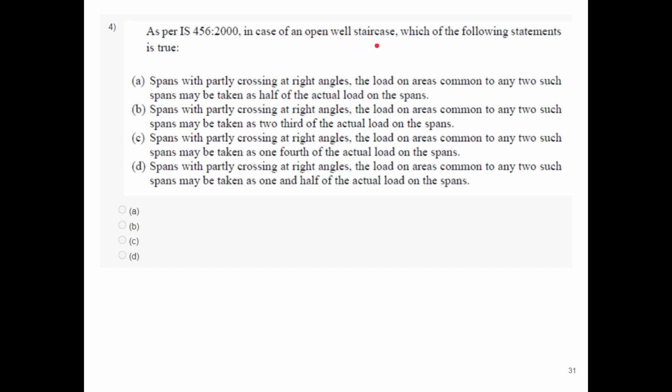So for this we at least need three stairs. For two it will be dog-legged, so there it will not be an open well. If there are three or more than three, there will be an open well, so it will be an open well staircase. So which of the following statements is true?